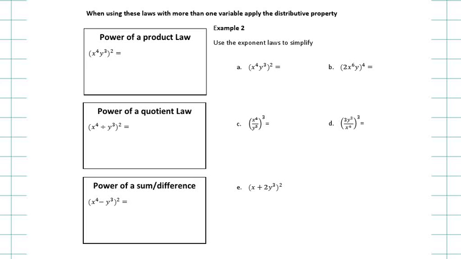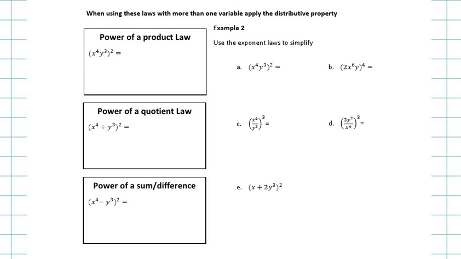What do I do? 2 times 4, and 2 times 3. So x to the power of 8 and y to the power of 6. My question to you, everyone: what am I doing here? You're taking the x exponent 4 and multiplying by 2, and multiplying the y exponent 3 by 2. That's right, because I have an exponent to the exponent.